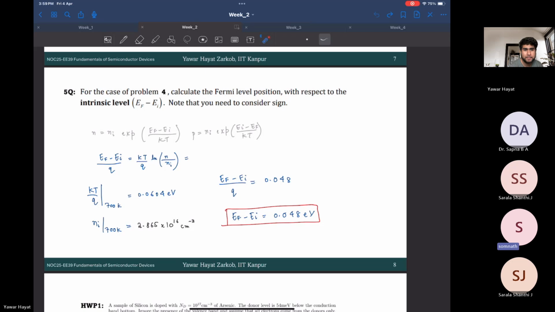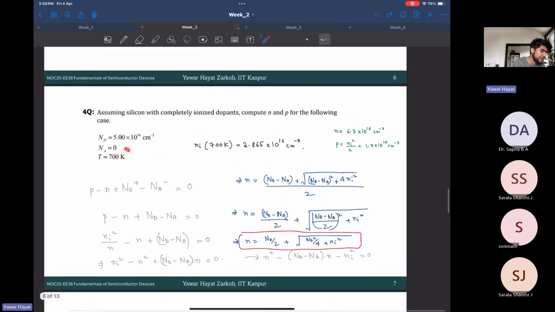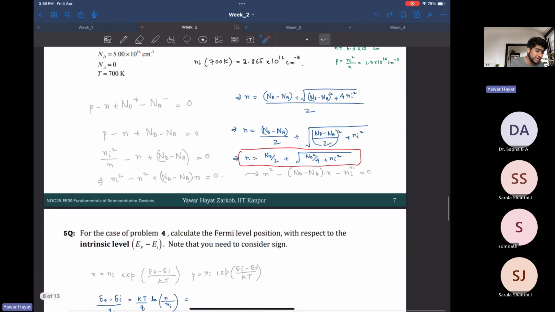Sir, kT by q is given in the previous problem. You know the temperature, right? Temperature is 700 Kelvin. Then kT by q can be computed, assuming you know the Boltzmann constant.